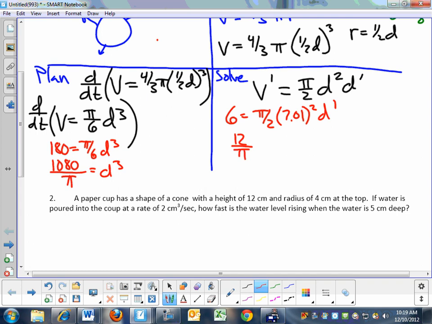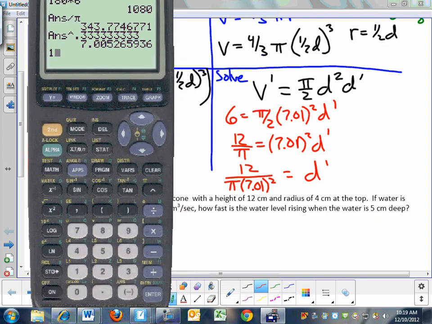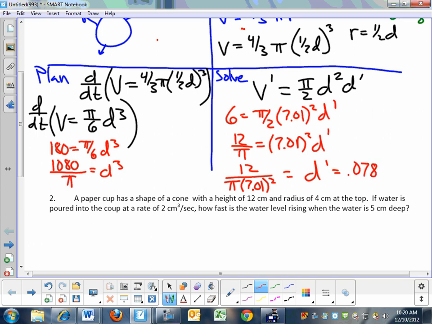I multiply the top by 2, the bottom by pi. Multiply by reciprocal equals 7.01 squared times d prime. Now I divide both sides by 7.01 squared. I get 12 over pi times 7.01 quantity squared equals d prime. So that's what I'm going to plug into my calculator. 0.078. I need a label.